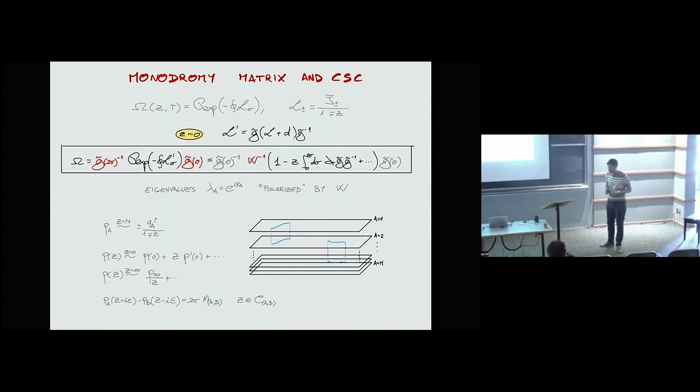The message is just that it works essentially like in the undeformed and periodic case. The only thing that changes is the asymptotic of the eigenvalues of the monodromy matrix that you have to specify at certain points, like Z equal to zero, or equivalently of the so-called quasi-momenta that are the logs of the eigenvalues.